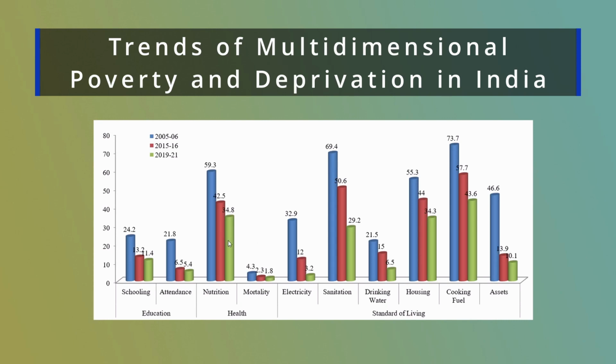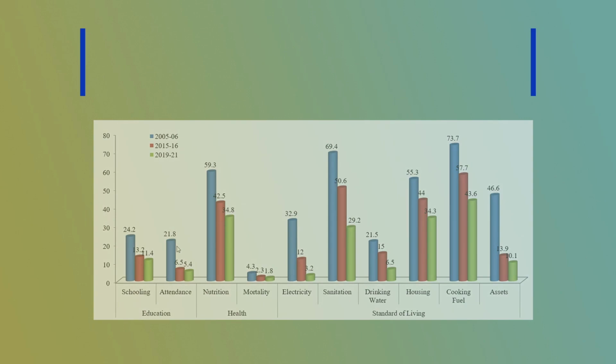This is a serious concern in our country, India, that is the percentage of malnourished people. Their share also decreased from 59% to 34.8%, but still now 34.8% of people are malnourished in our country. But the level of deprivation significantly decreased in the education dimension, both in schooling as well as school attendance.